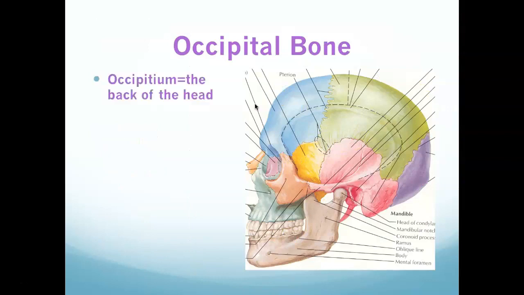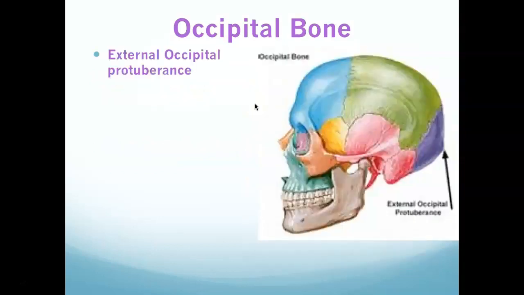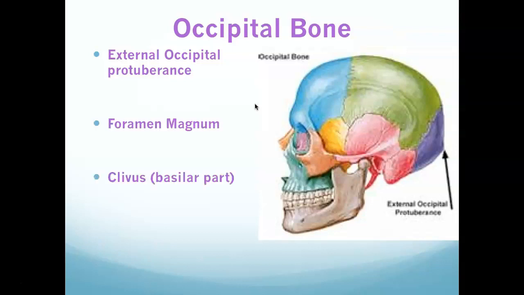Next we have our occipital bone, and the word occipitum means the back of the head, and occipita means to begin or commence. So this is one of the first bones to begin developing as we're in the womb. And we have 4 different parts here to our occipital bone: the external occipital protuberance, foramen magnum, the clivus or the basilar part, and the occipital condyles.